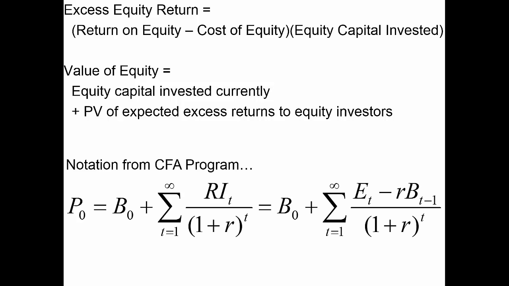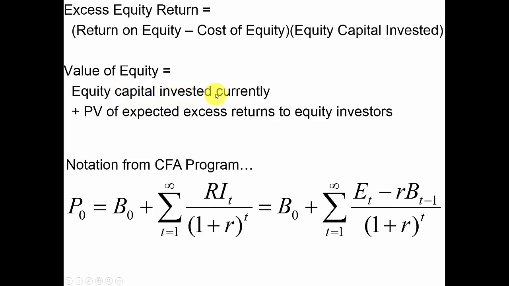Another way of looking at it is using the notation that's often used in the CFA program. In this notation, the intrinsic value of the stock is equal to the book value plus the sum of the residual incomes, and these are basically the present value of the residual income. So Ri divided by (1 plus r) to the power of t is just computing the present value. 1 plus r is equal to 1 plus the cost of equity capital. So the notation is a little different, but the concepts are completely the same.